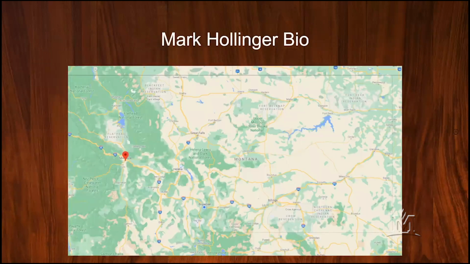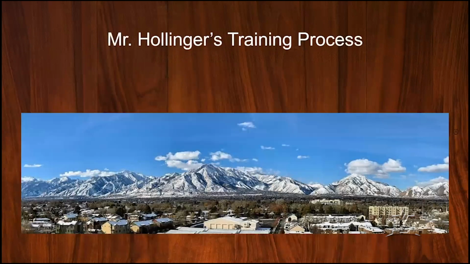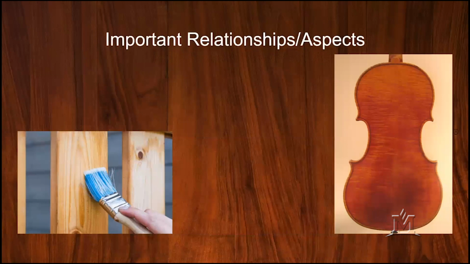Over in Missoula, we have Mark Hollinger. Mr. Hollinger began making violins in Montana in 1974 at the age of 16. He's worked and studied across Europe and the US, winning several awards for violins that he made. Mark Hollinger attended the Violin Making School of America in Salt Lake City, completing his studies in 1983.